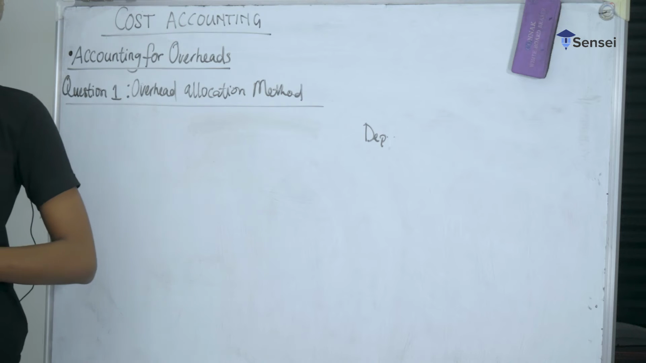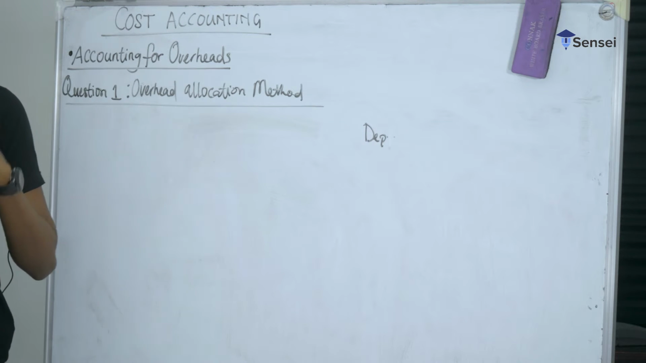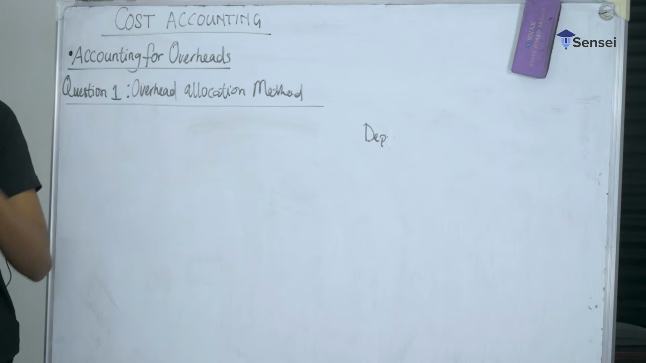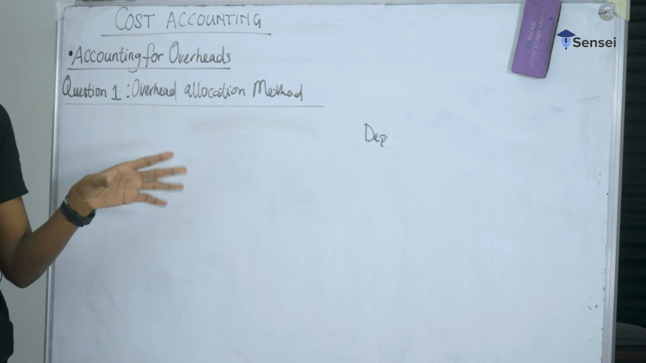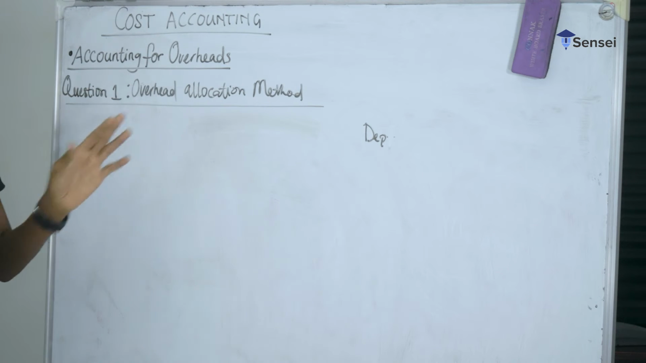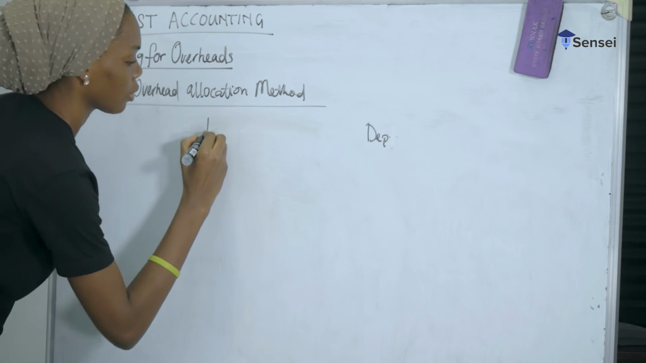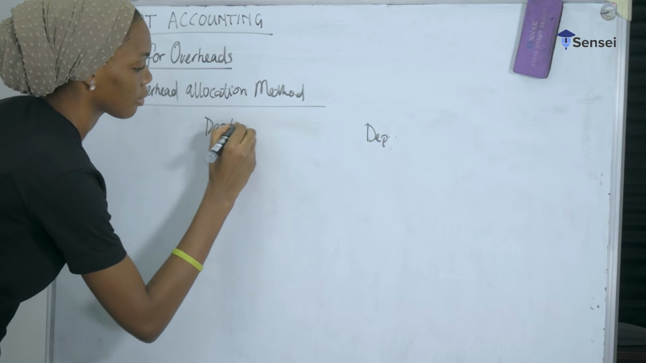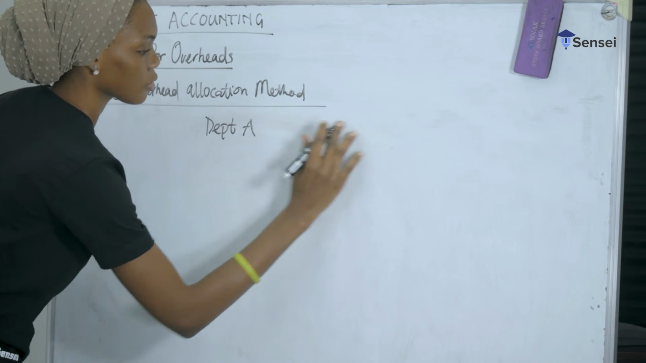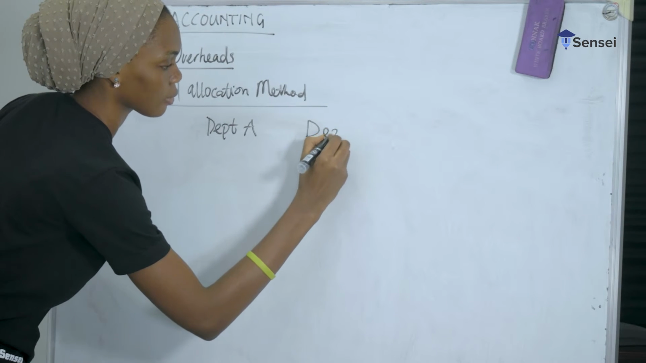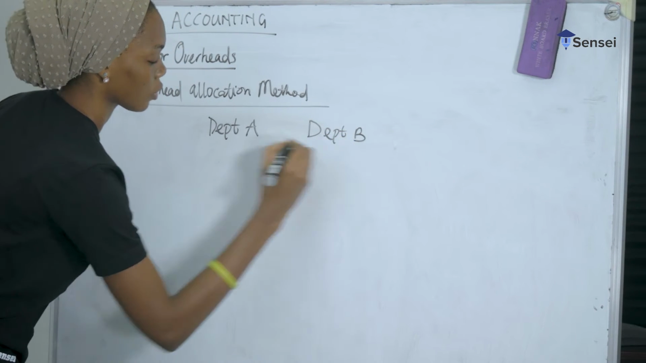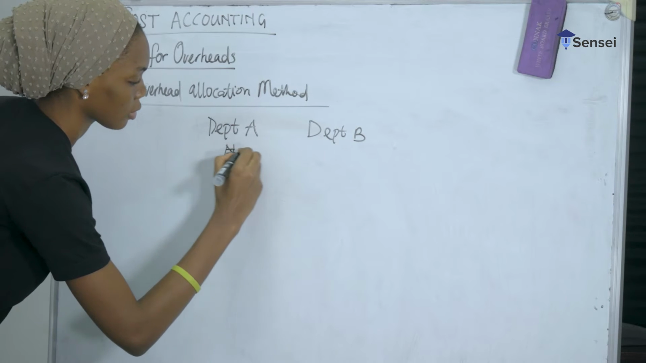So here is the solution to the question. To the question displayed, we are asked to determine the total overhead cost incurred by both Department A and Department B using the overhead allocation method. So here's the solution to that. We have Department A, and we also have Department B. So naira each.